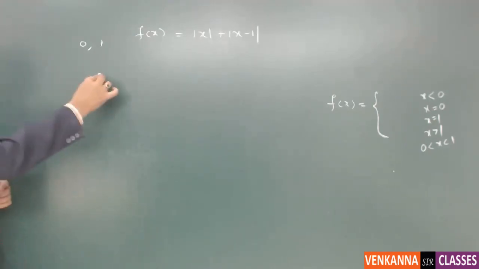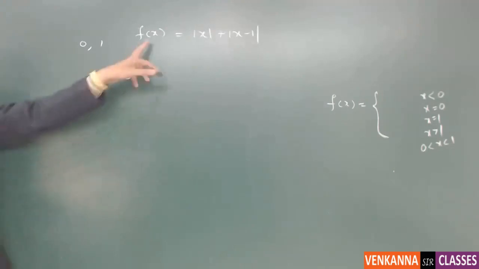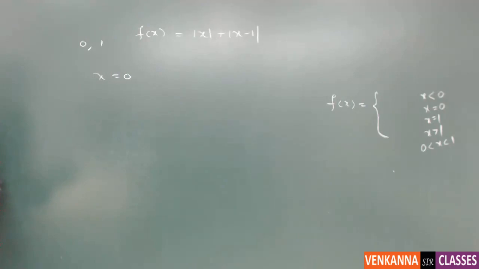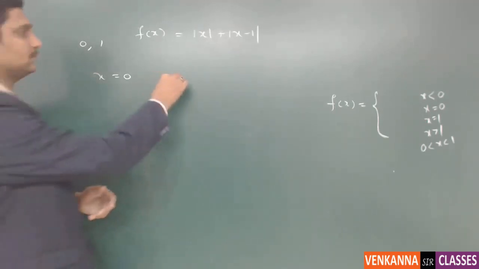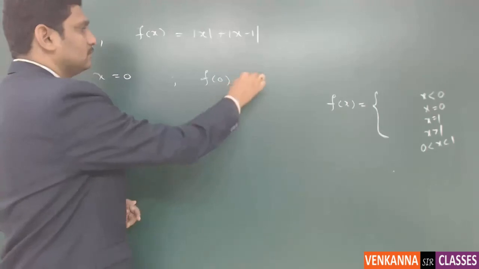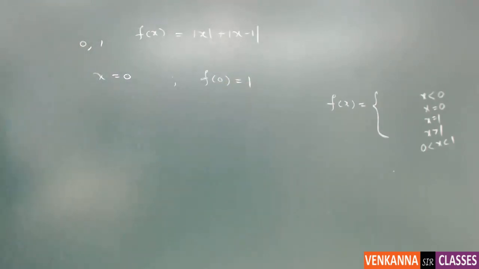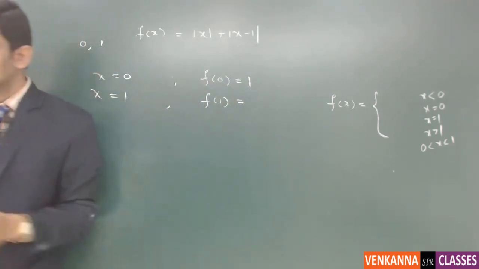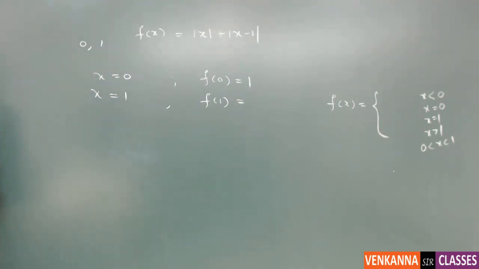Right. So first of all, if x equal to 0, then what will be f of x? In other words, you are calculating f of 0. Say, what could be the value? If you substitute 0 in place of x, the value will be 1, isn't it? Right. So if x equal to 1, then what happens? You are calculating f of 1 value. What will be the value? 1.